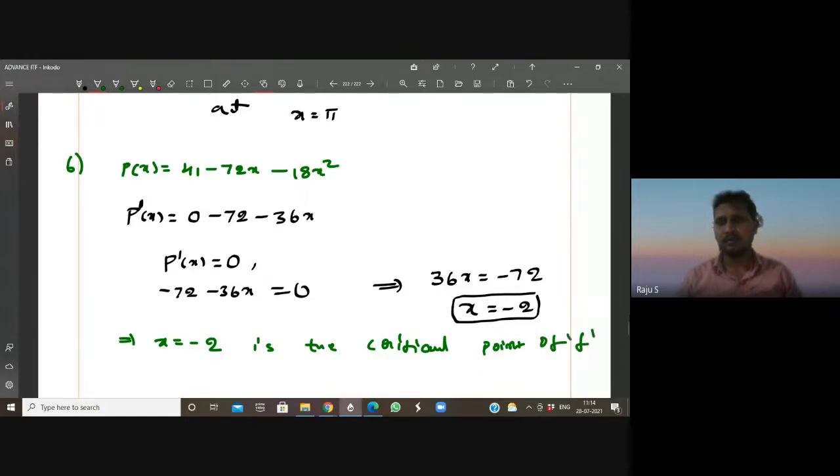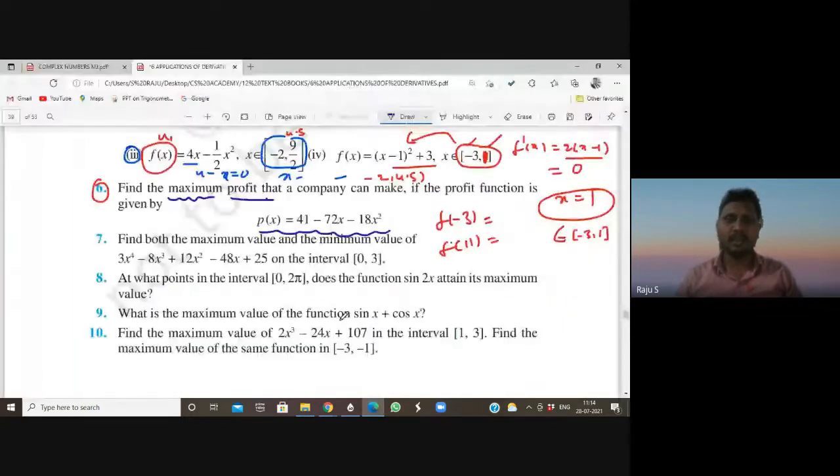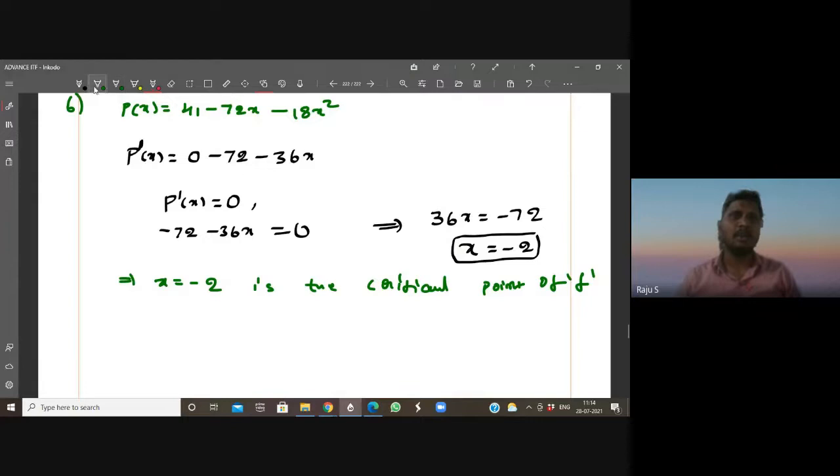of the given function. Okay, after finding the critical point, is any interval given in this question? No. Okay, but they asked for the maximum profit. For that, first we have to prove that the company has maximum profit. For that, what shall we do? Same, the second derivative test. So find p double dash of x. P double dash of x value is what? So minus 36x minus 72.